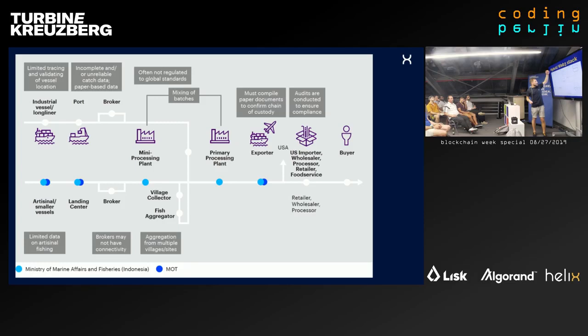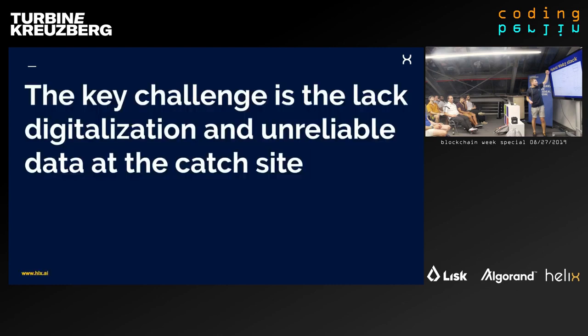So how would you do this? How would you solve this supply chain problem in order to track? Actually, the key challenge, as I said, is the lack of digitalization and unreliable data at the catch site, because typically people take papers, write something, and then submit it. Some data is lost, some data is malfunctioning.